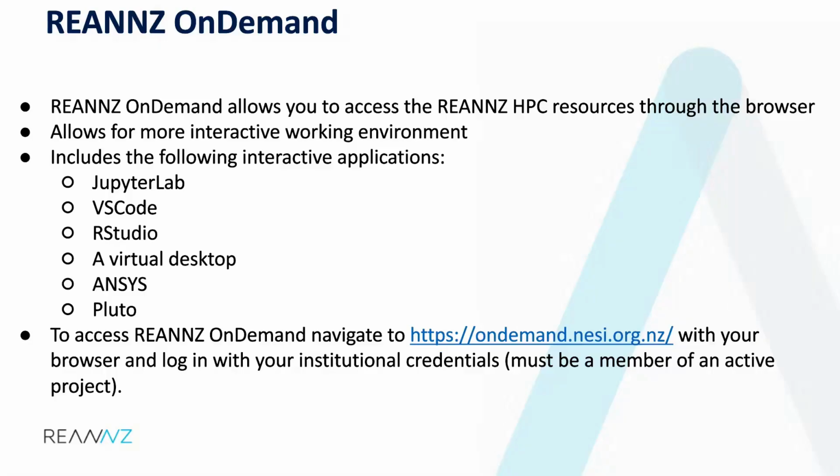Now, once you have a user account and are a member of an active project, you're ready to start your work. But how do you even access the HPC? The most straightforward method to access the HPC is through the REANNZ On-Demand service. On-Demand allows you to access the HPC through your browser with no further setup required. All you need to do is go to ondemand.nesi.org.nz with your browser and log in with your institutional credentials.